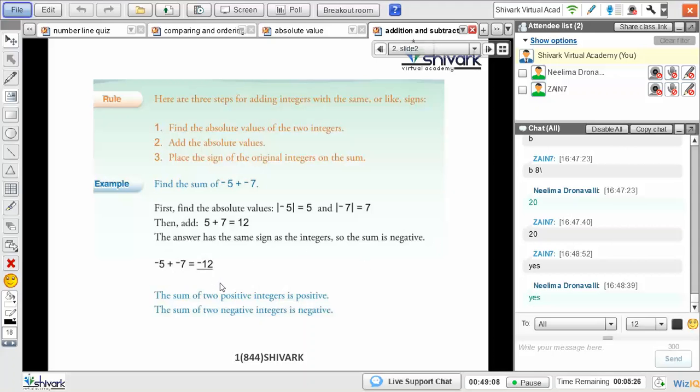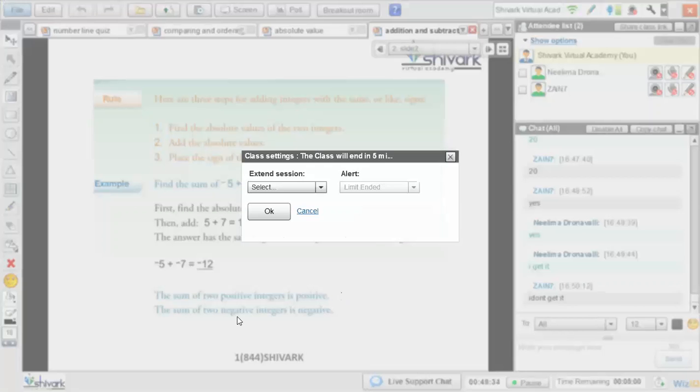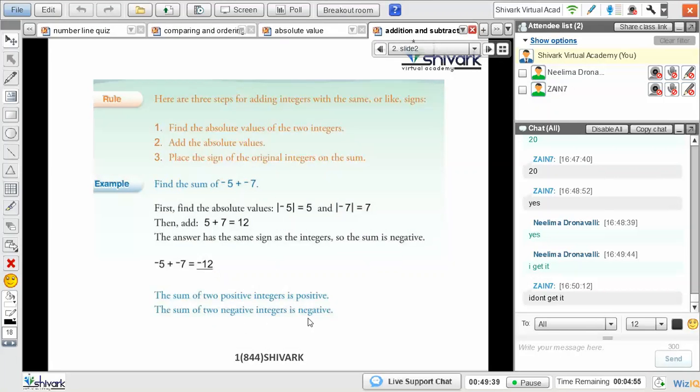Okay? These are some of the rules. Sum of two positive integers is positive, sum of two negative integers is negative. So when I add minus 5 and minus 7, just add the absolute values 5 and 7 and place minus: minus 12. If you do not get it, okay. So remember this rule: sum of two positive integers is positive, and sum of two negative integers is negative, okay.